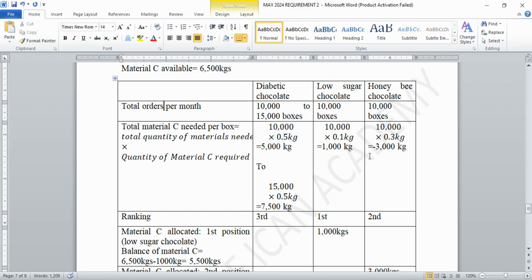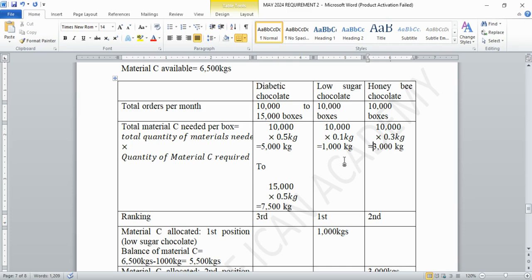If you add all this together, how many do you have? That's 5,000 plus 1,000, 6,000. 6,000 plus 3,000, 9,000. And we have 6,500. So we are short already. You understand? We don't have enough capacity. Because we need 9,000 and we have 6,500, so we're short by 2,500. So we cannot supply everything. But we know that this low sugar will take 1,000.